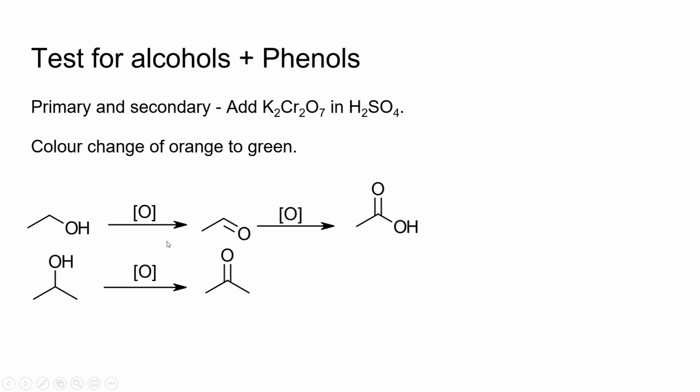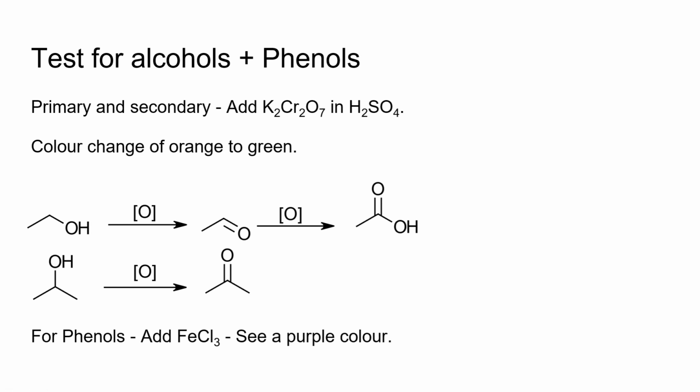Here's some reaction schemes. So we have the primary alcohol going to the aldehyde and then getting further oxidized up to the carboxylic acid, and the secondary alcohol being oxidized to the ketone. For phenols, we instead add ferric chloride or iron(III) chloride, and what we see is a purple color.